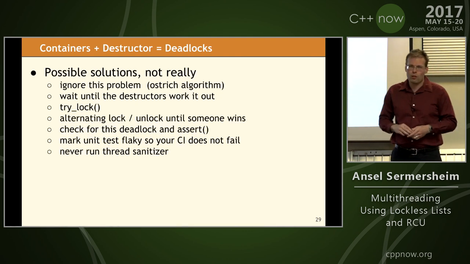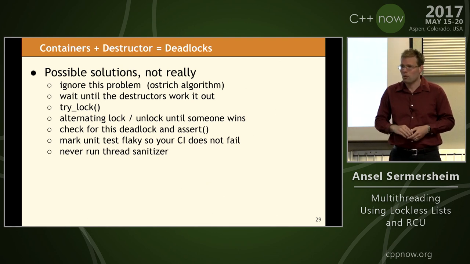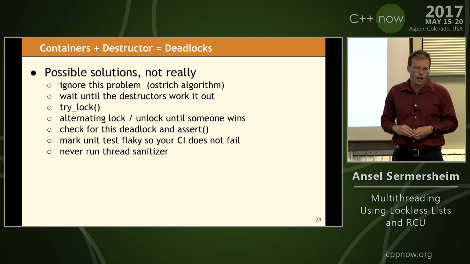You can wander around for a while in the wilderness and try to find ways around this. Ignoring is a very popular solution. It doesn't happen that often. These are two destructors. What are the odds that two destructors will run at the same time? You could just opt to wait until they work it out, put some sort of timeout on the process. You could arrange some sort of repeated try lock and back off algorithm.